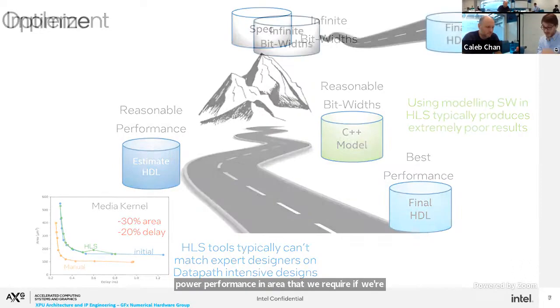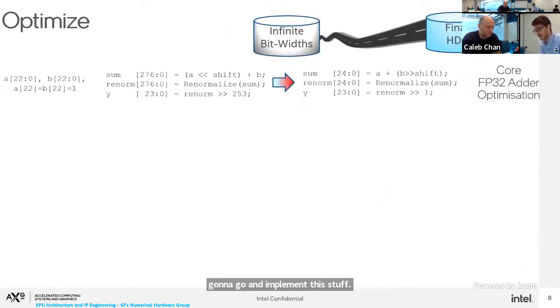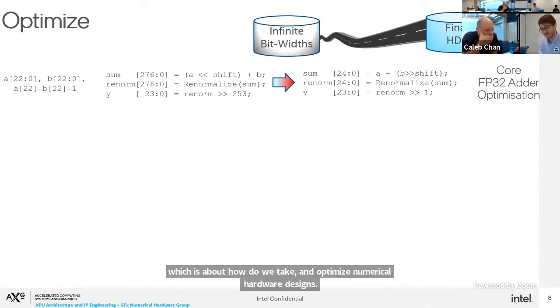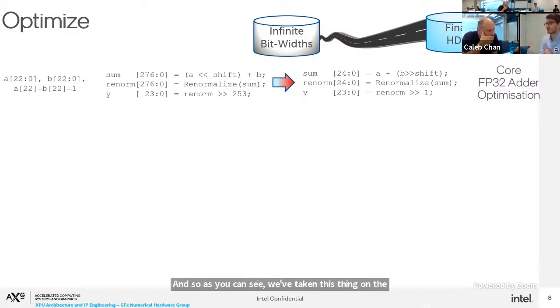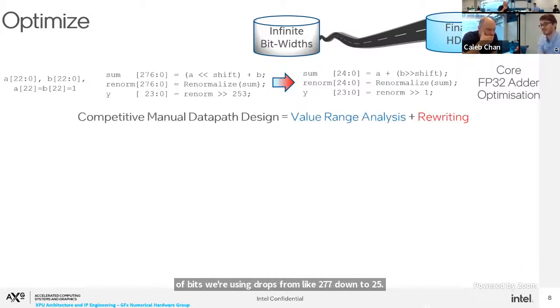And so this is where some of my work has come in, which is about how we take and optimize numerical hardware designs. As you can see, we've taken this thing on the left, which is a very simple floating point adder code where you're doing some addition, you're doing some renormalization, and then you're just truncating the output. And you can see going from the left to the right, the number of bits we're using drops from 277 down to 25. And basically, we decided that datapath design is pretty much doing some value range analysis and rewriting and constraints.